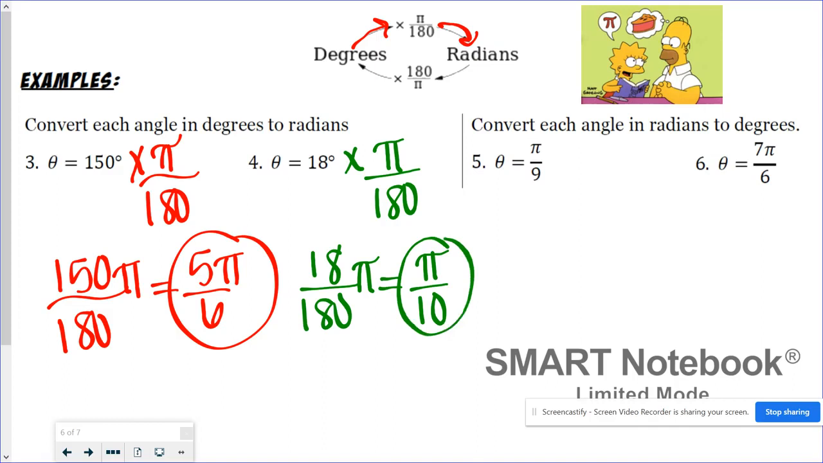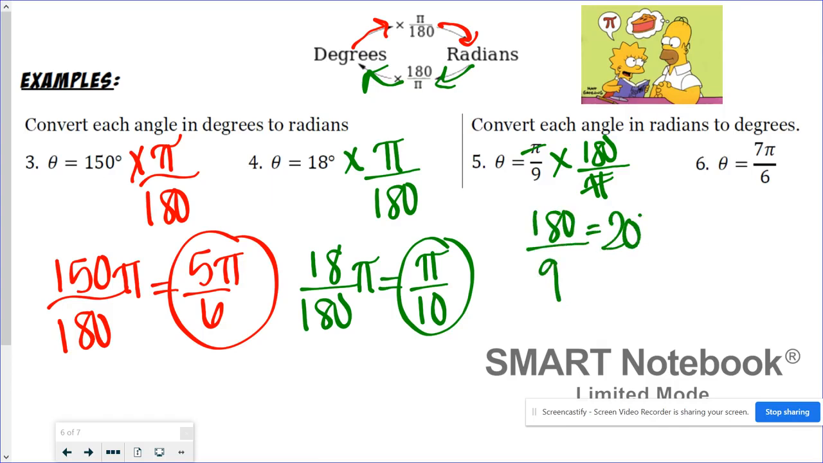When we go from radians to degrees, we're going to multiply by 180 over pi. That will get rid of the pi, and that will bring in the degrees. So the pi's would cancel out, and then I have 180 divided by 9, which is simply 20 degrees. So I'm multiplying by 180 over pi. That's how I'm getting the pi's to cancel. And then I'm just doing the resulting math. So in number 6, I'm going to go 76 times 180, and I get 210 degrees.